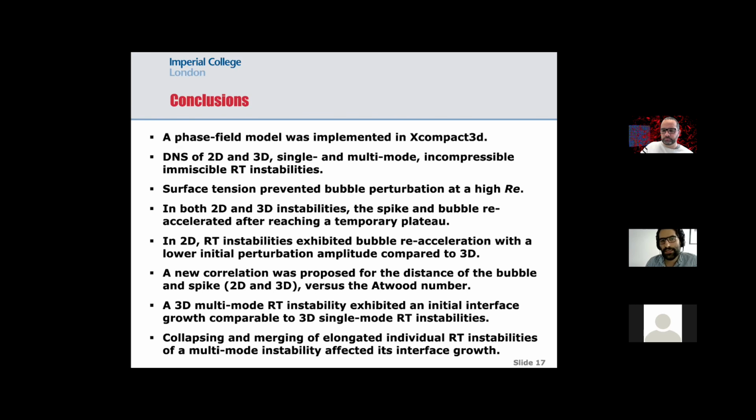And by comparing the single mode and multi-mode three-dimensional instabilities, we realized that the behavior of the individual single mode instabilities of a multi-mode instability is really important in the overall behavior of a multi-mode instability. Thank you very much for listening.